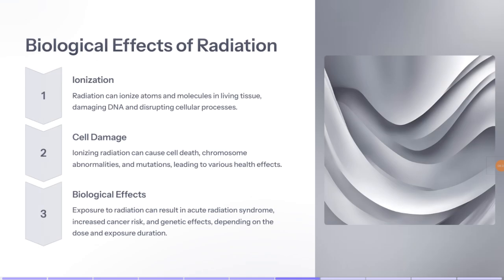Biological effects of radiation. Ionization. Radiation can ionize atoms and molecules in living tissues, damaging DNA and disrupting cellular processes. Cell damage. Ionizing radiation can cause cell death, chromosome abnormalities, and mutations, leading to various health effects. Biological effects. Exposure to radiation can result in acute radiation syndrome, increased cancer risk, and genetic effects depending on the dose and exposure duration.